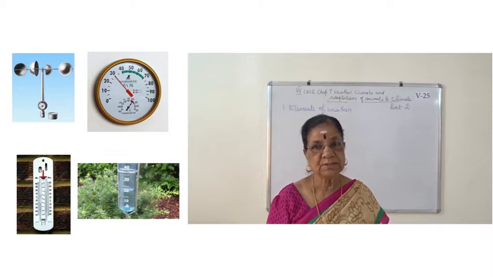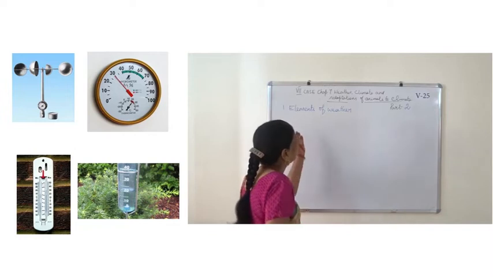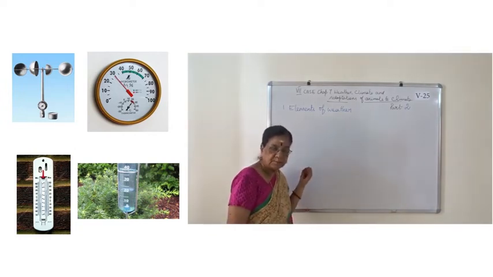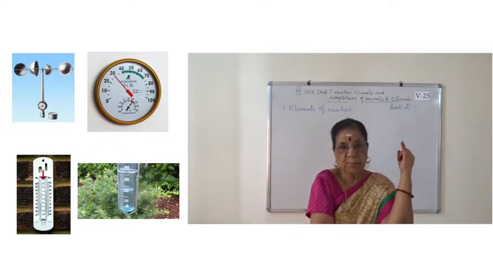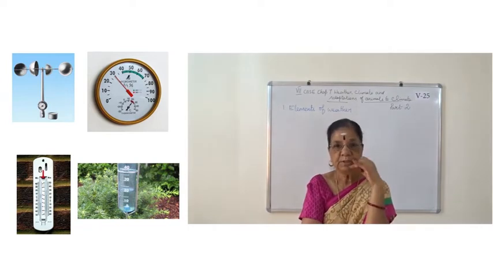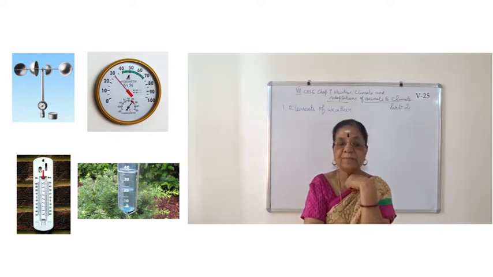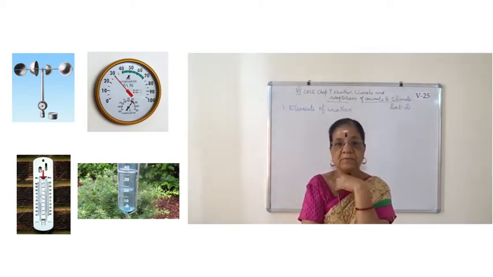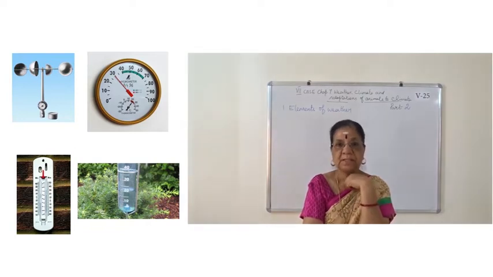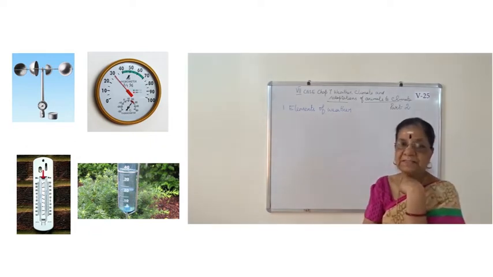I hope you are able to follow this. So the elements of weather: temperature is measured by the maximum minimum thermometer, rainfall by the rain gauge, humidity, the moisture content in the atmosphere, by the hygrometer, and wind speed by the anemometer. These four pictures you will now see in our video. With that you will identify and understand easily.